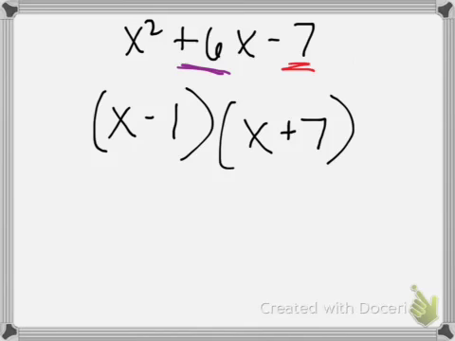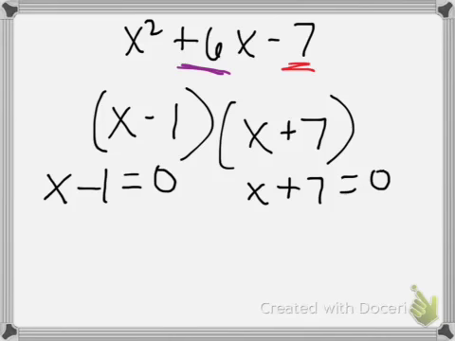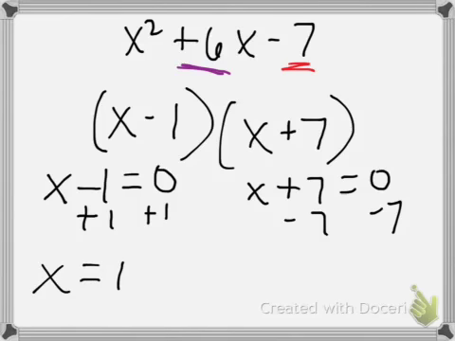Once you have this, you have to figure out how to find the factors. So then you do x minus 1 equals 0 and x plus 7 equals 0. Then you would add over the 1 and subtract over the 7, and so it gives you x equals positive 1 and x equals negative 7. Those two are your answers.